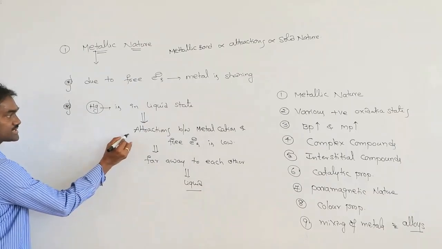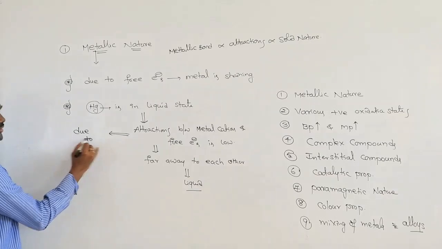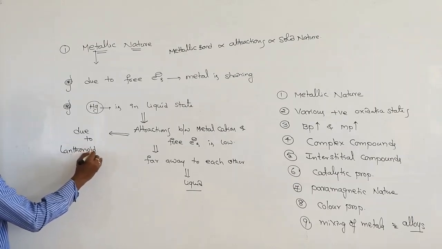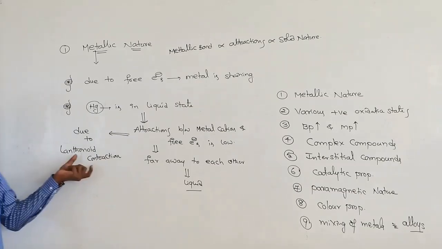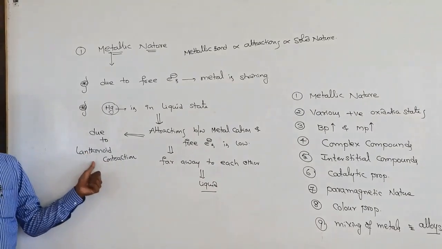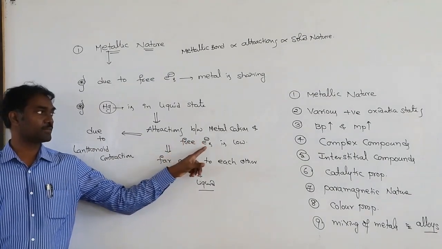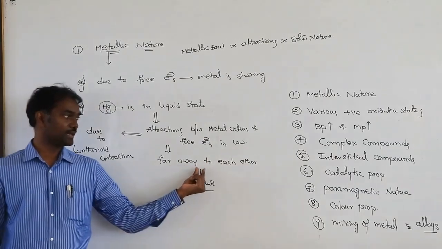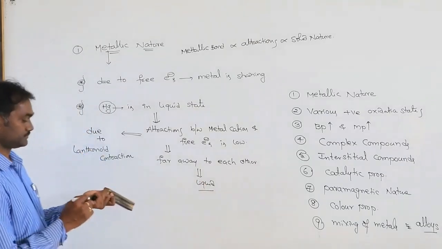So why are these attractions very low? That is also important, due to lanthanoid contraction. You have heard this word in your atomic structure and periodic table and its properties in your first year. Because of lanthanoid contraction, the free electrons coming out are less. So that means attractions are low. Attractions are low means metal cations are far away. Far away means they are available in liquid form.